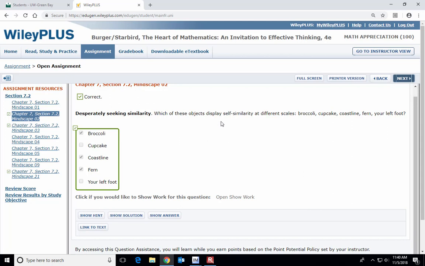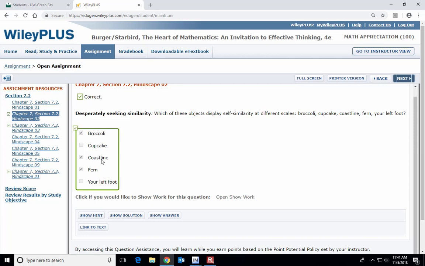Which of the objects display self-similarity on different scales? Broccoli, cupcake, coastline, fern, or your left foot? Well, we're looking for self-similarity, and we looked at that with broccoli, how a little piece of itself looks like the whole stalk if you zoom in. And we looked at a fern the same way, how one leaf can look like the whole fern on a different scale. The coastline also can look like itself.